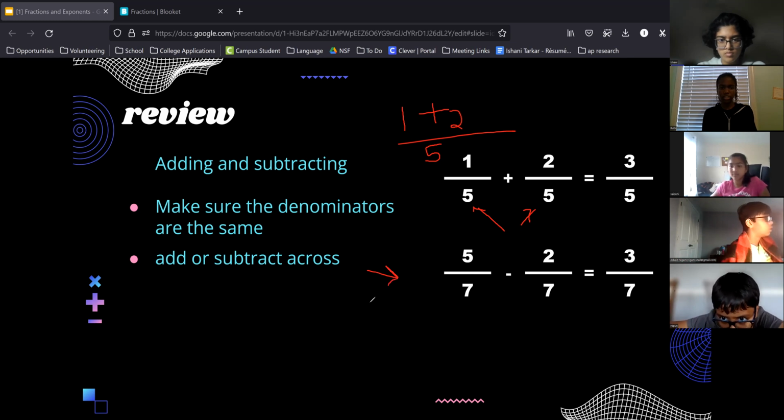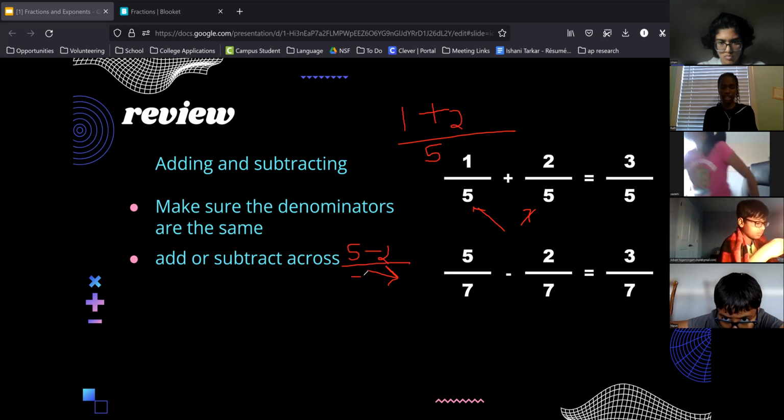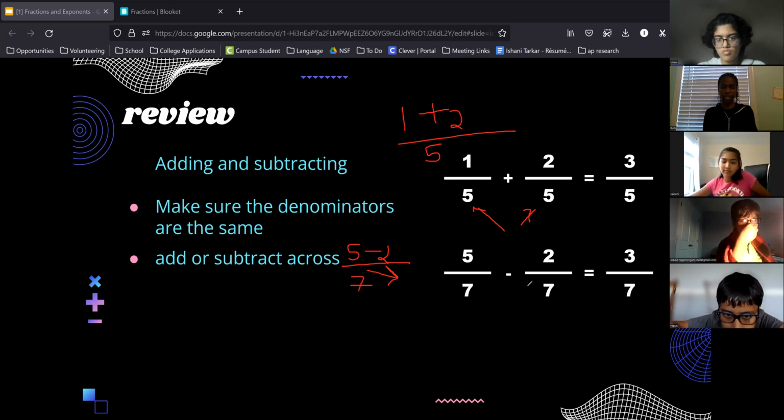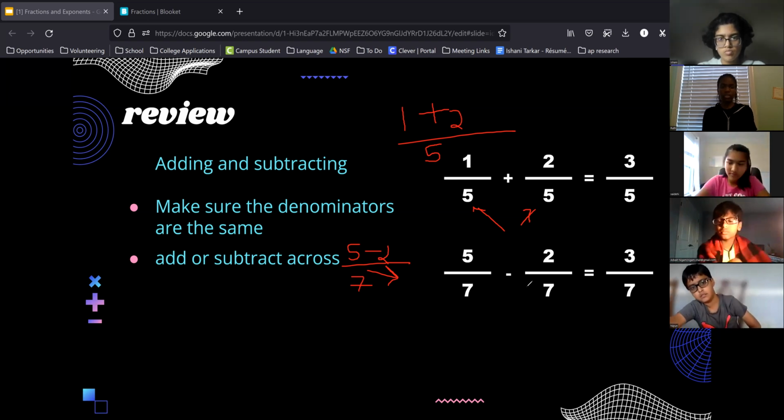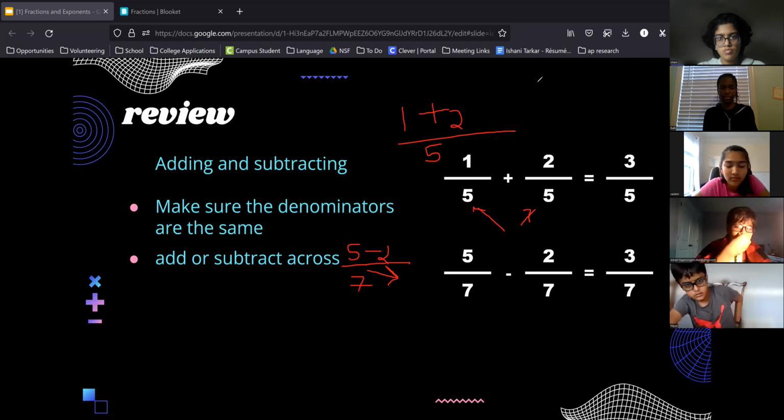And then the bottom example shows 5 over 7 minus 2 over 7. Again, since the 7s are the same, you don't have to do anything to the denominators, and you can just subtract 5 minus 2 to get 3. So the answer would be 3 over 7.